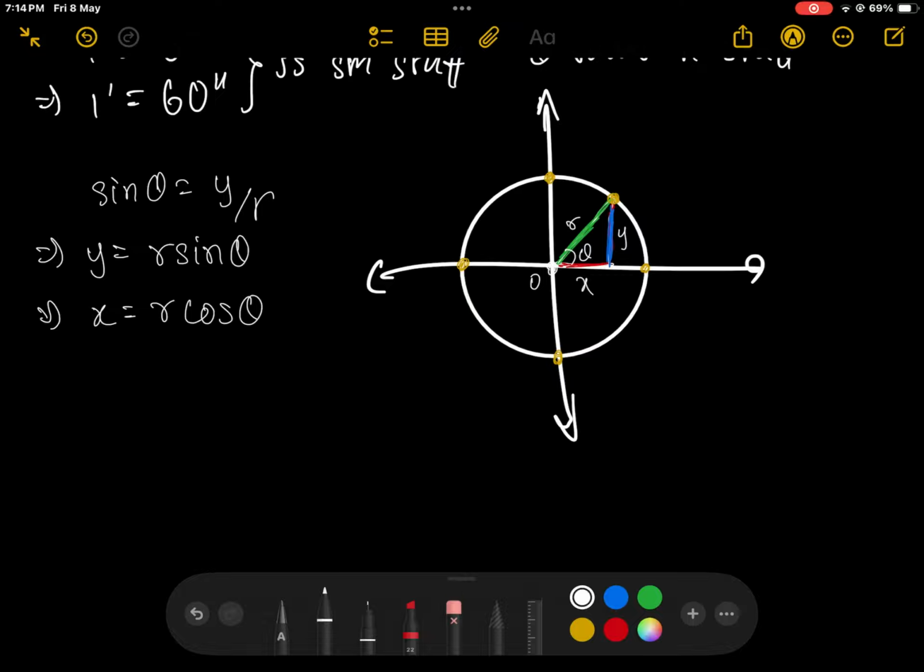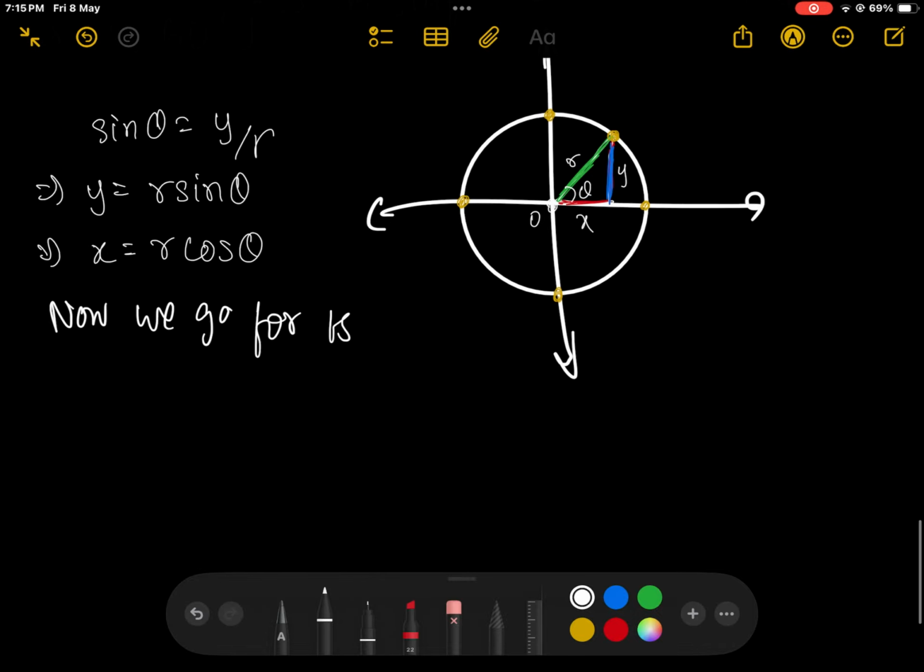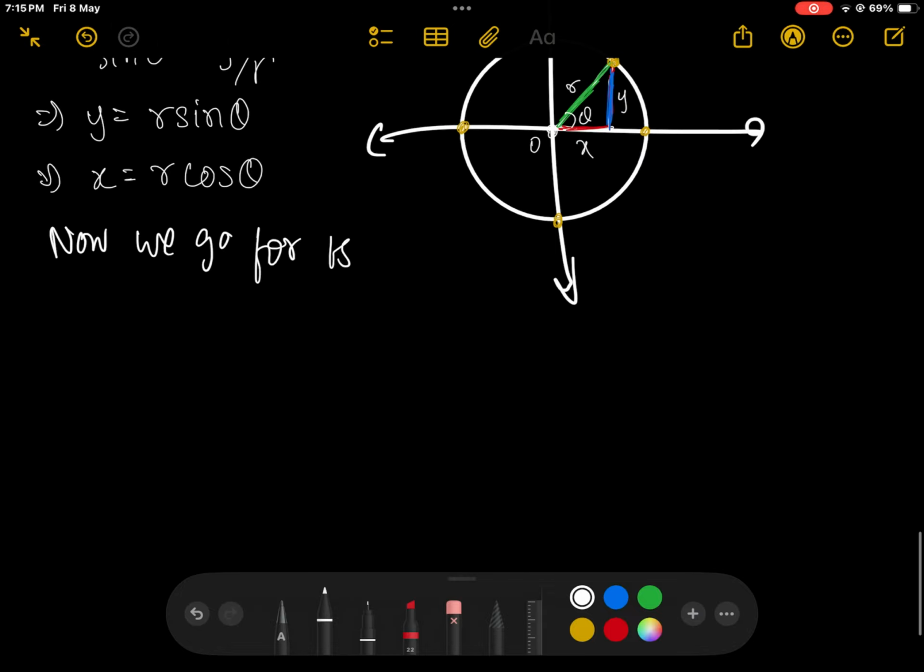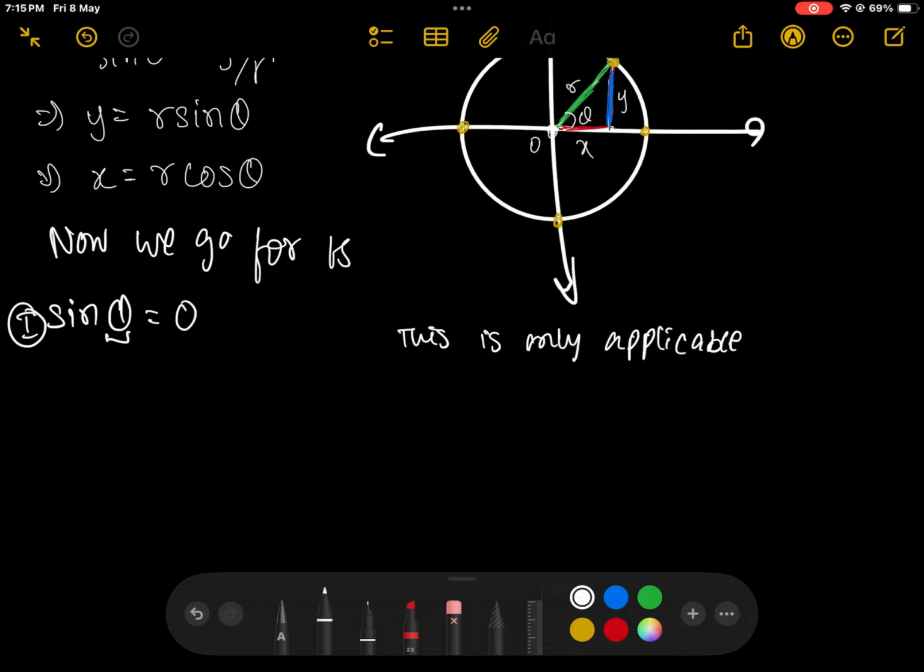For any value, now I'm going to go into when sine theta is 0, and what theta has to be and the conditions for that. So the first case we have is sine theta equals 0, but in this case theta has to equal n pi, and n has to belong to the integers.